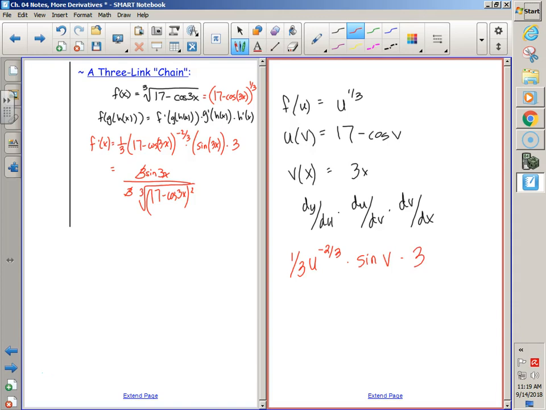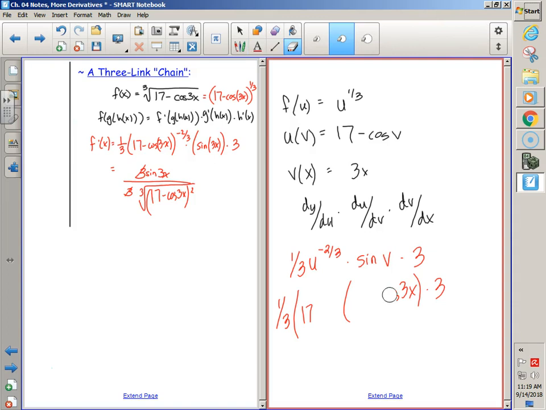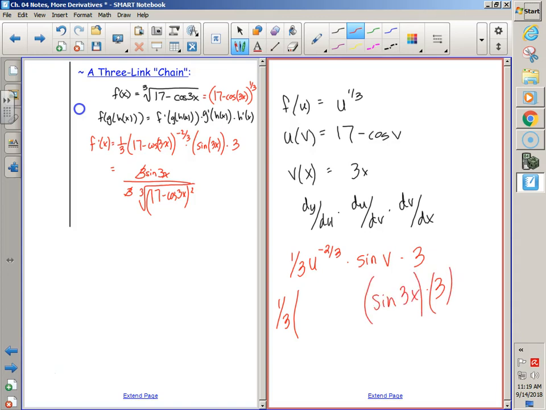Who's v? 17 minus cosine of 3x. Who's u? 17. No, I just said that wrong, didn't I? Sine of v. It's been a while since I tutored. I'm sorry, it's been like 5 years. Who's v? 3x. There you go. And who's u? Minus cosine of v, and who's v?